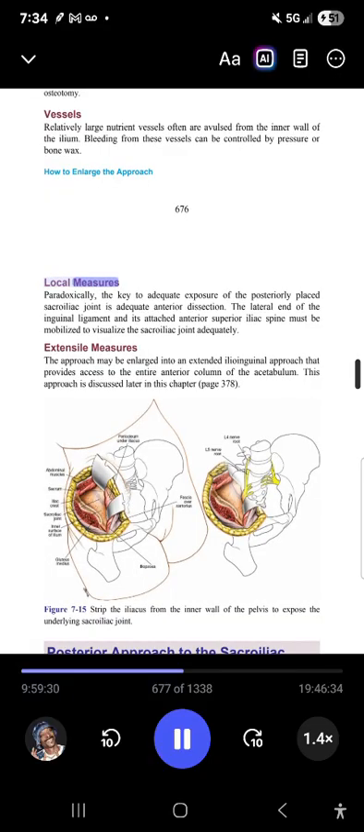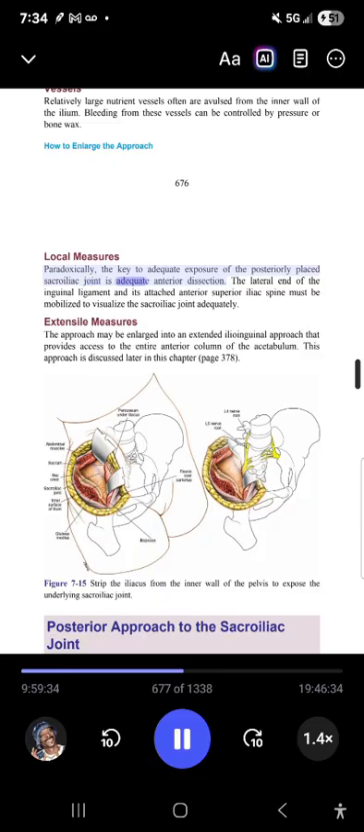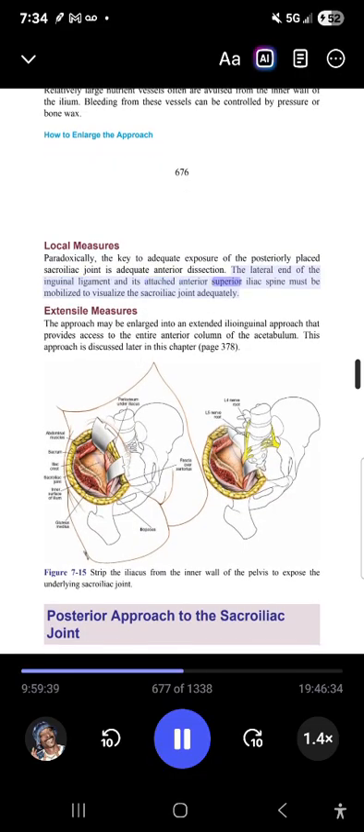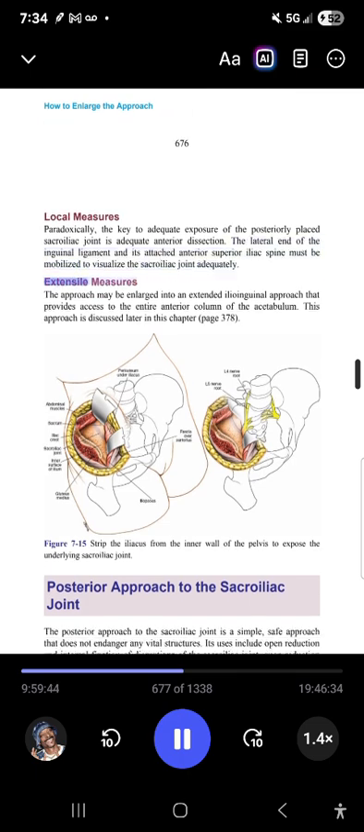Local measures. Paradoxically, the key to adequate exposure of the posteriorly placed sacroiliac joint is adequate anterior dissection. The lateral end of the inguinal ligament and its attached anterior superior iliac spine must be mobilized to visualize the sacroiliac joint adequately. Extensile measures.